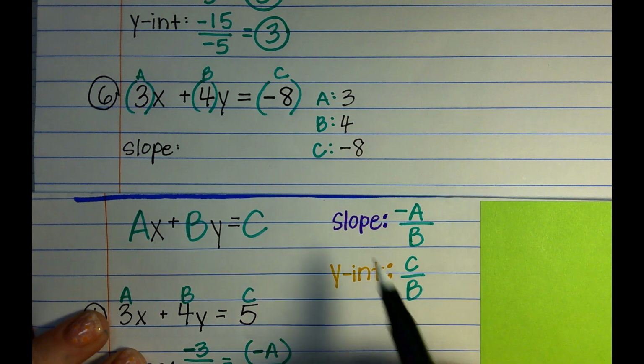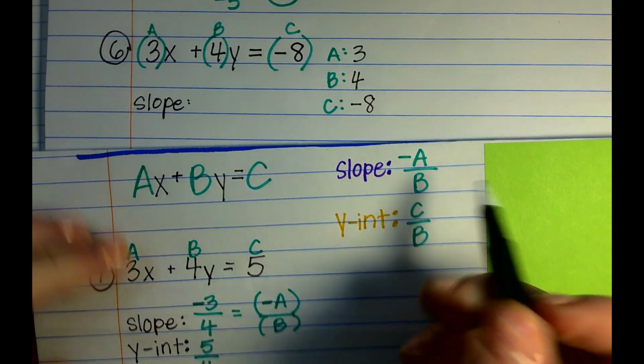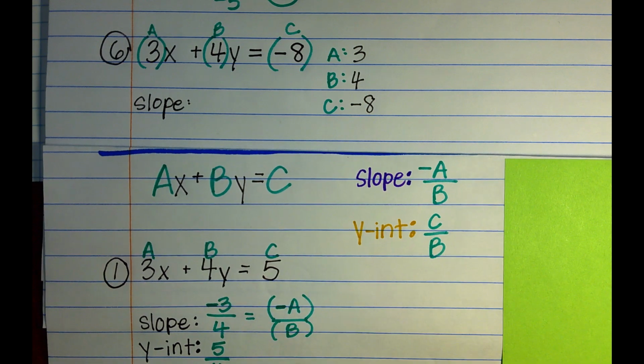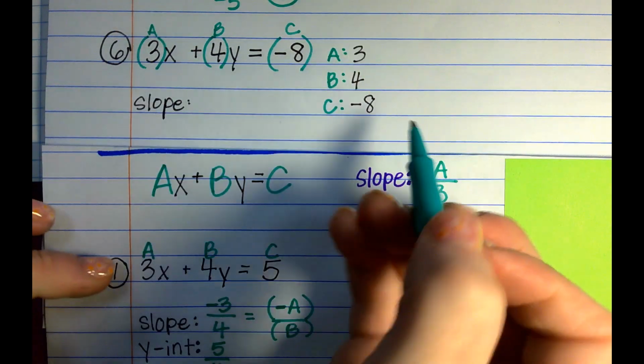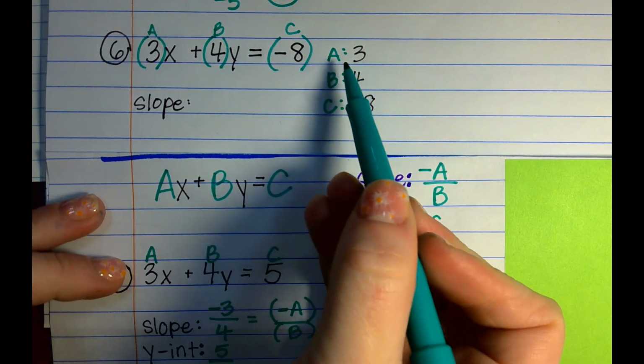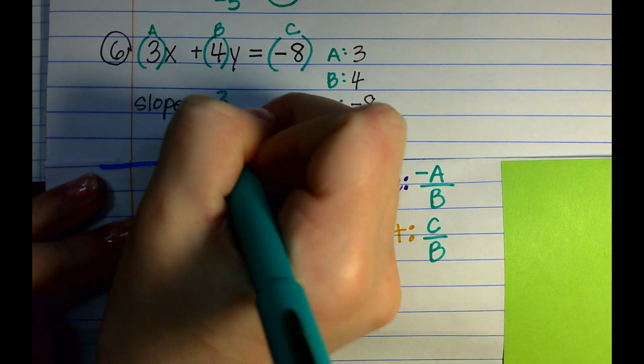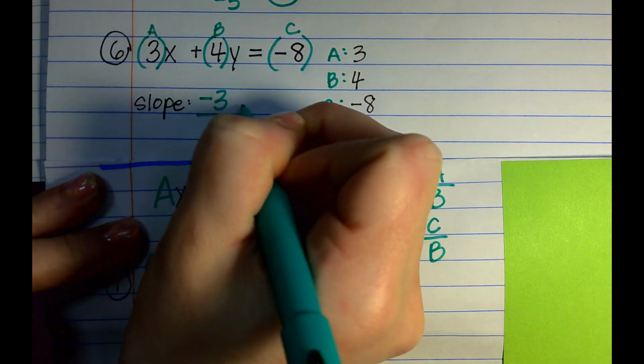Keeping this in mind, I'm going to scooch this up so we can see our helper guide. What is my slope going to be? Negative 3 over 4. Good. A is 3. For slope, we use negative A. So negative 3 over 4.